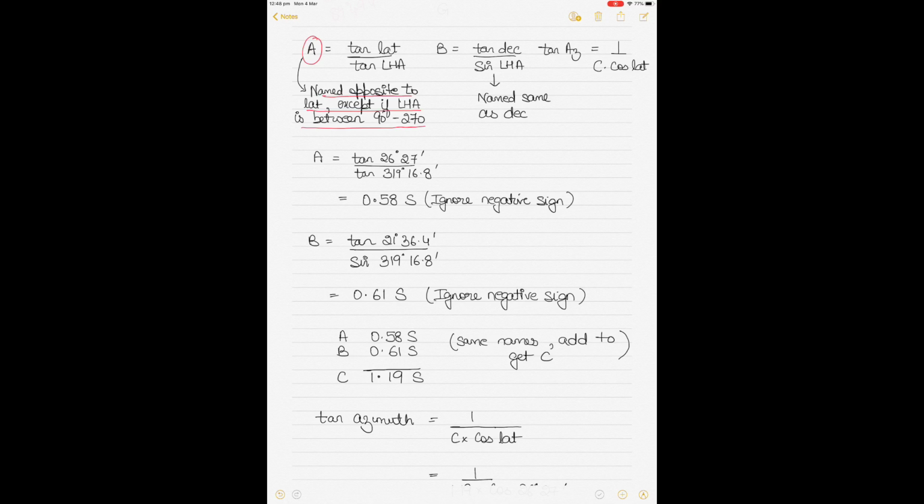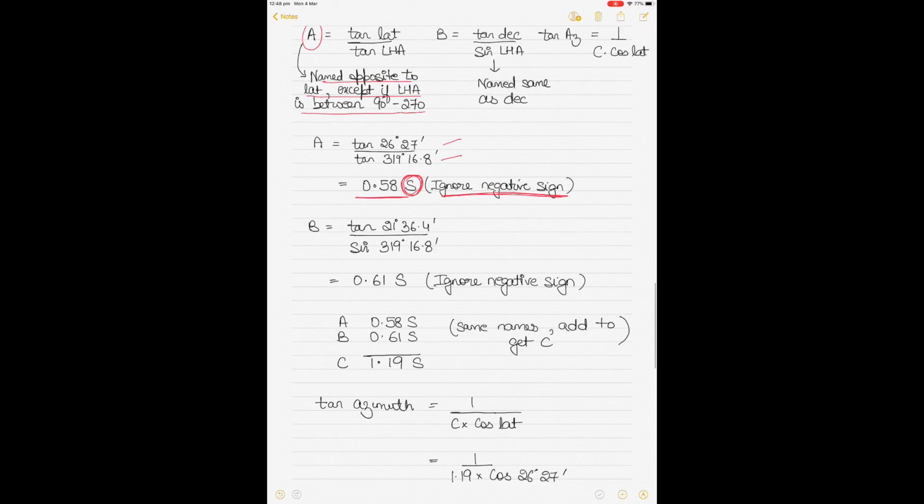You put the values of latitude and LHA, and you will get 0.58, then you name it south because it's opposite to latitude. Ignore the negative sign that you get in the calculator, don't worry about it. Name it south, because it is opposite to latitude unless your LHA was between 90 and 270, which is not the case here. Then you calculate your B. Your B is tan declination divided by sine of LHA. Put in the values here. This is named the same as declination.